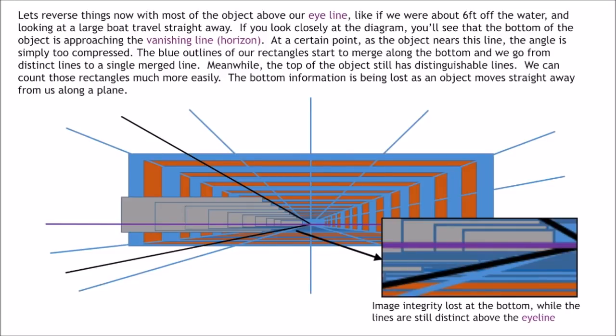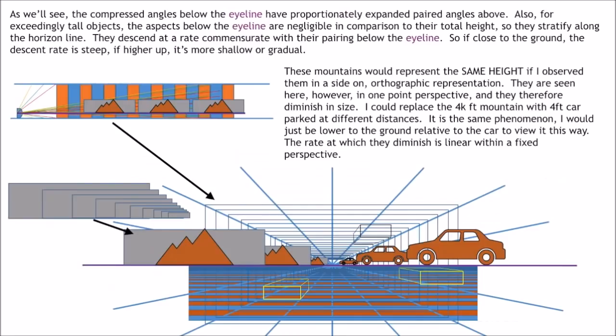So again, I can blow up this image here, and you can see it there on the lower right. The image integrity is somewhat lost at the bottom, while the lines are still distinct above the eye line. I can see the distinguishing lines above the eye line of that object. I can no longer distinguish them below. As we'll see, the compressed angles below the eye line have proportionally expanded angles paired above. So as one compresses, the other expands.